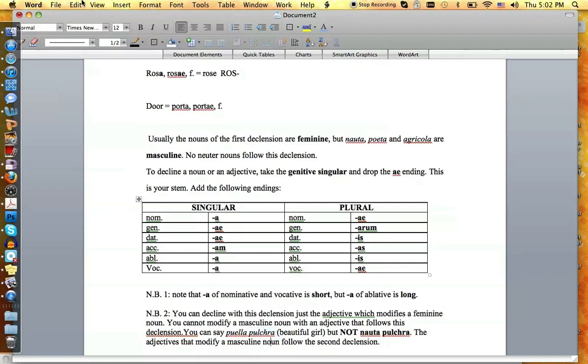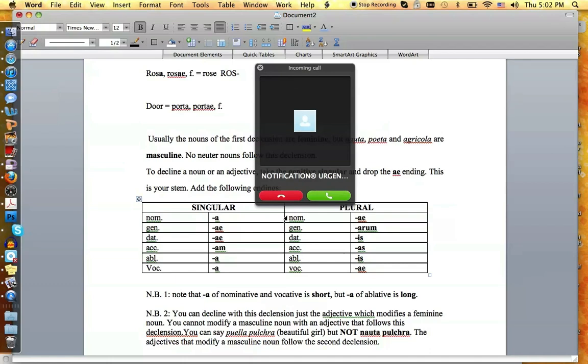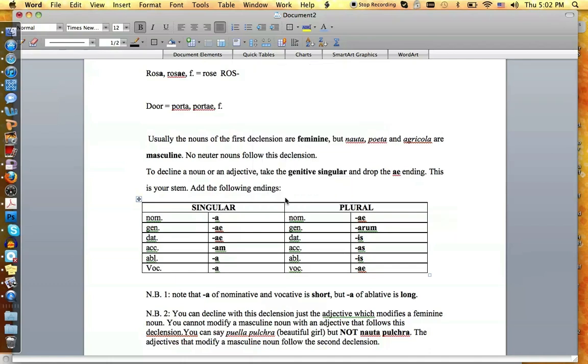Okay? So memorize very well the endings, okay? Do not stop until you know, without even thinking, that you can say ae, am, ā. Ae, arum, is, as, is, ae. Okay? And then practice with words. Porta, portae, portae, portam, portā, porta. Portae, portarum, portis, portas, portis, portae. Without looking at the endings. Okay?